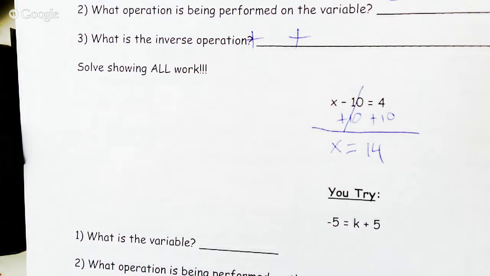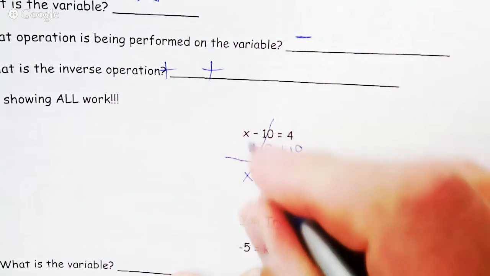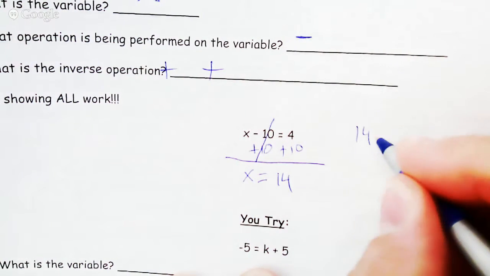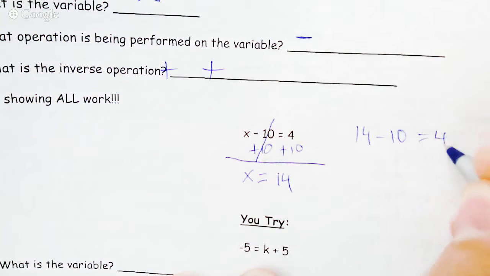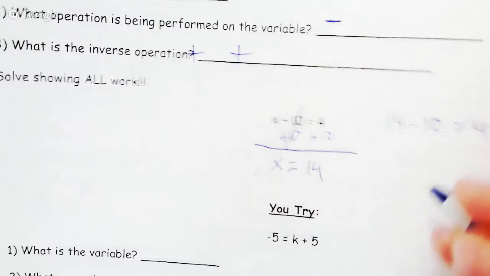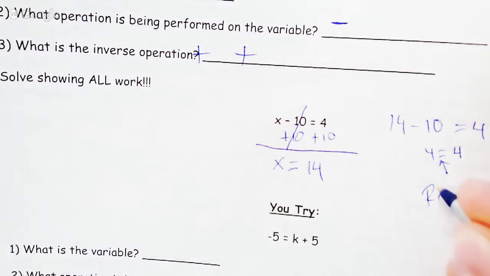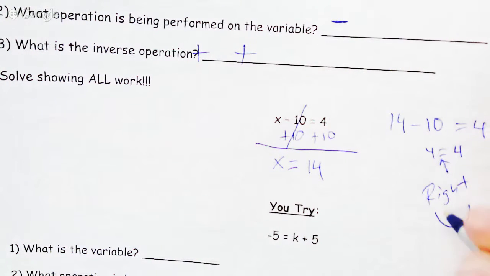Stop and check up. Questions from you guys? Do you have to check your work? Yes, you do. I'm that mean. Everywhere there's an x in the original problem, you plug in what you think the answer is. 14 minus 10 is equal to 4. And what's 14 minus 10? 4. Is 4 equal to 4? Yes, that's how you know you're right. Because you're excited and you're right, you put a smiley face.